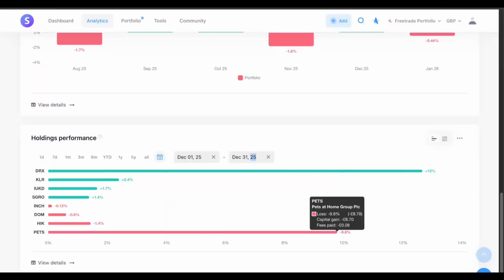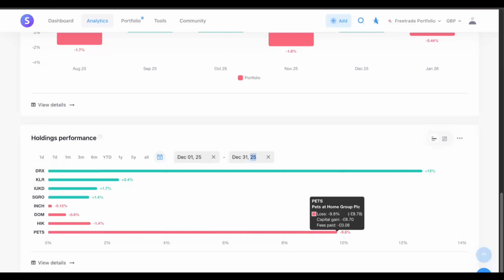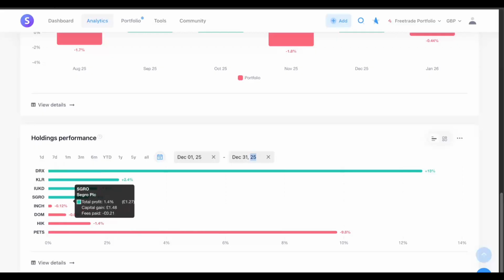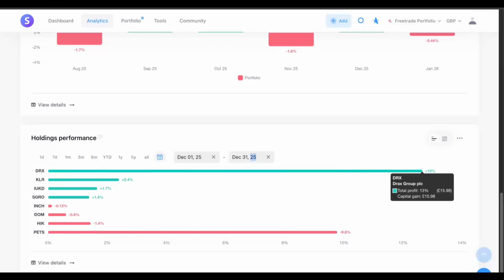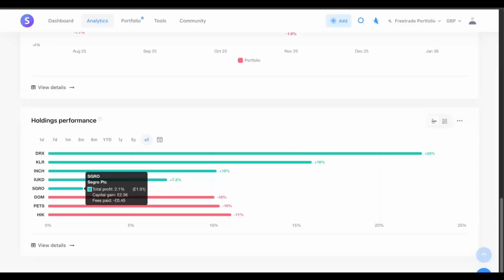And if we do take a closer look at the positions within my portfolio, 4 of them finished in the red and 4 finished in the green. Pets at Home took the biggest hit, being down 9.8%, while the other 3 losing positions were largely flat. On the positive side, Drax Group was the best performer, being up 13%, while the other 3 gained between 1 and 3%. And when zooming out, we can see that 5 stocks are in the green, with 3 lagging quite far behind.